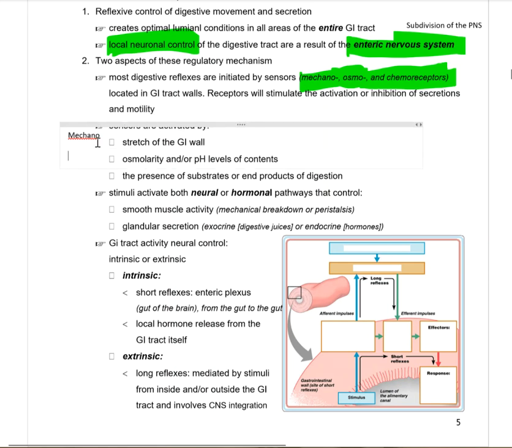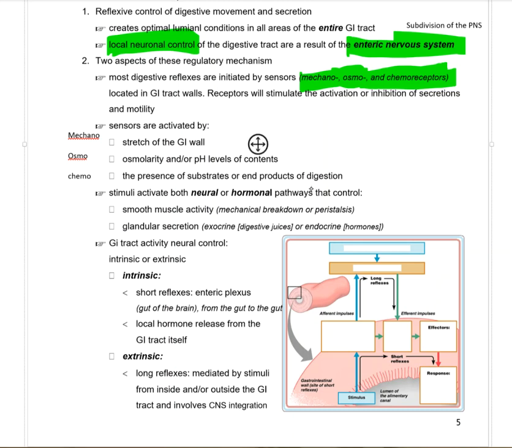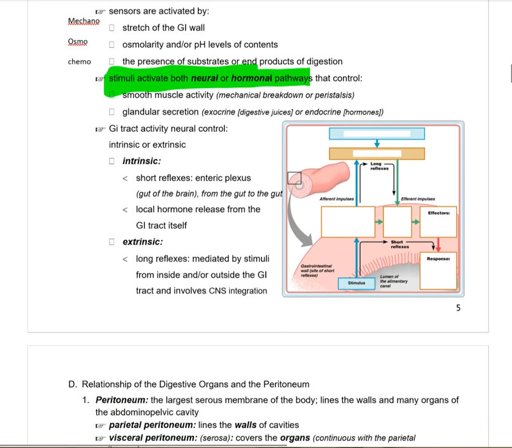The osmolarity or pH levels of contents are detected by osmoreceptors, and the presence of substrates and different chemicals in foods are detected by chemoreceptors. Now, these stimuli don't just activate the nervous system, they can activate hormonal pathways also. So we can get both nervous and hormonal pathways.